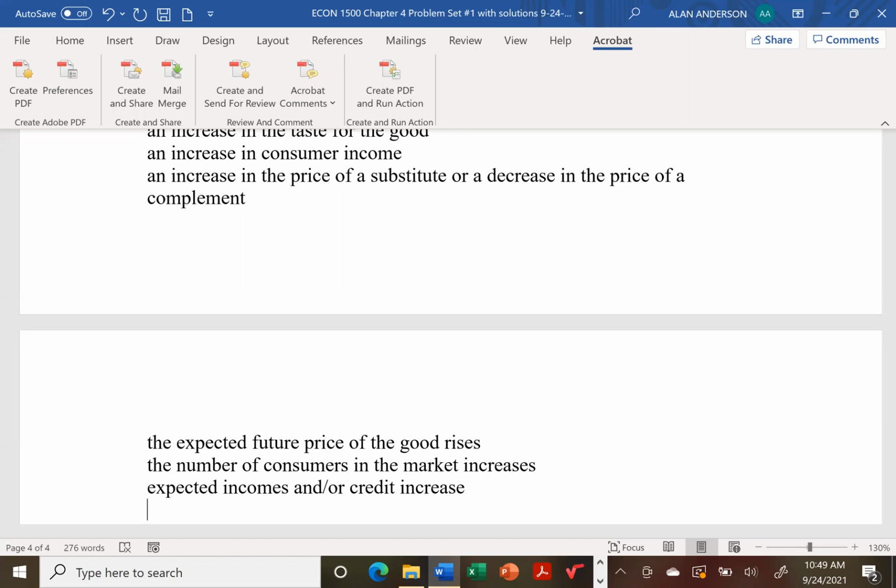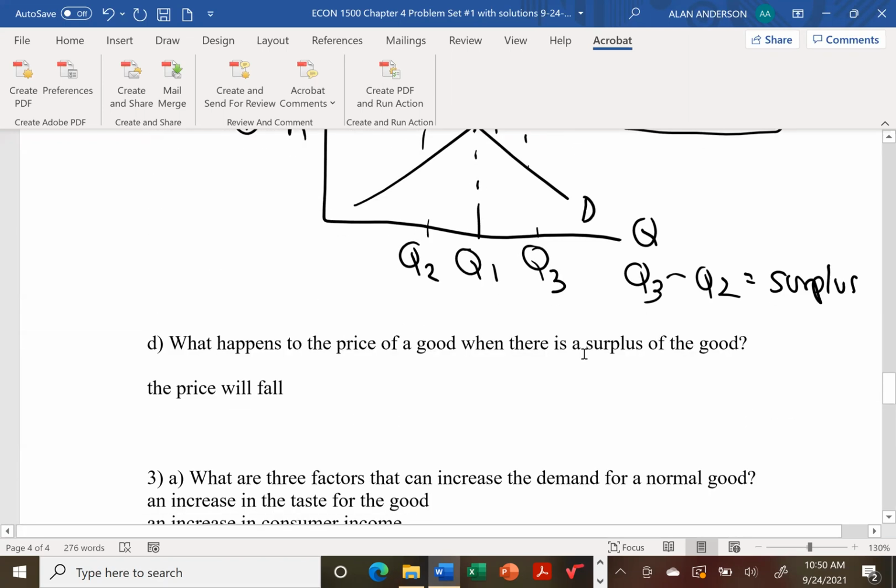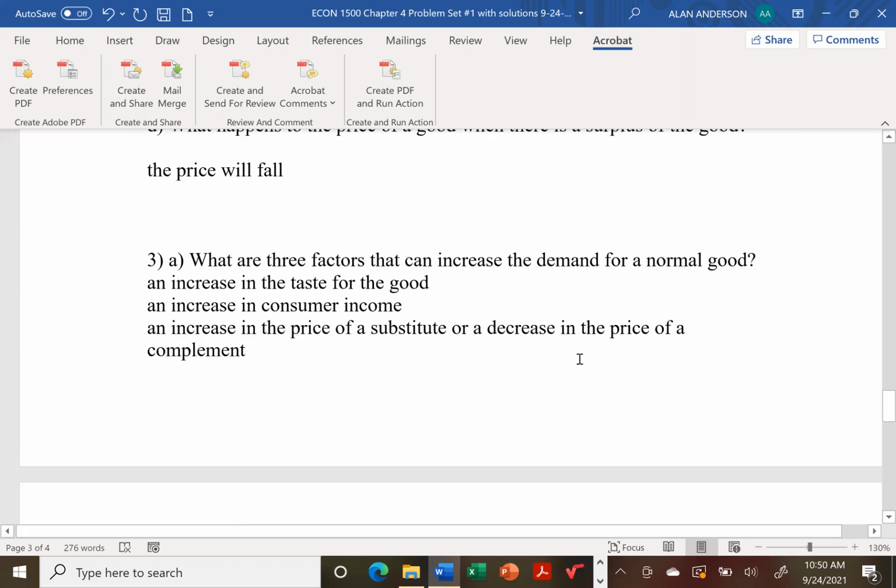So, you know what I mean? Like if you are pretty sure that you're going to get a raise at work, you might not wait until you actually see the raise to buy that new car you've always wanted. Okay, so those are the 6. Now, if it asks for 3, you only have to give 3, but I just want to mention them.